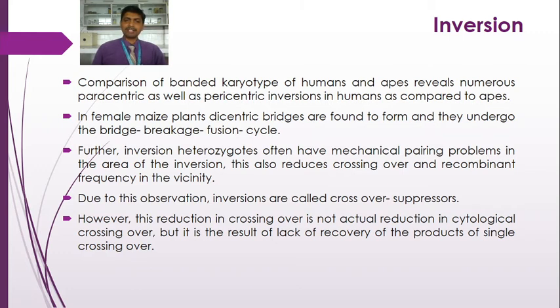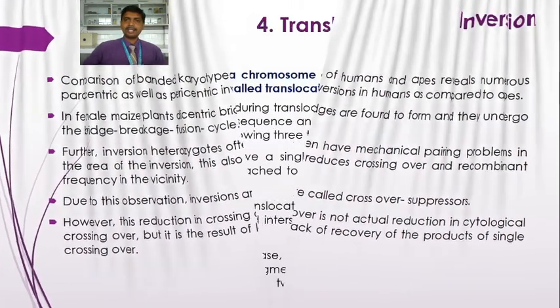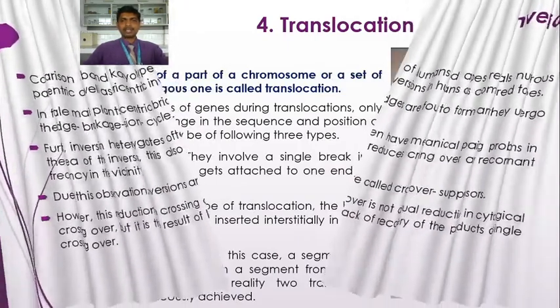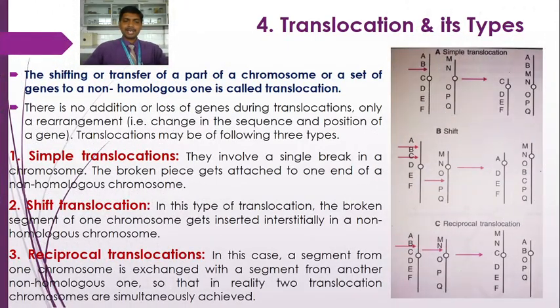However, this reduction in crossing over is not an actual reduction in cytological crossing over, but is the result of lack of recovery of the products of single crossover. So this is all about inversion. In the next lecture, we will start translocation, the last structural change or aberration found in the chromosome with respect to its structure.